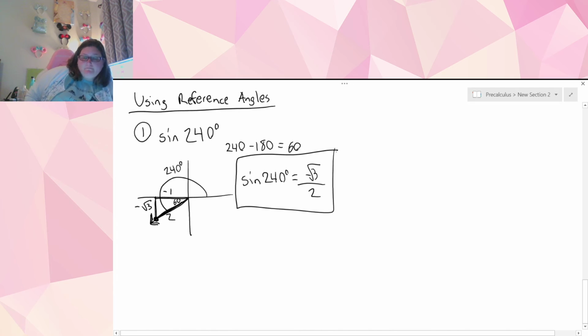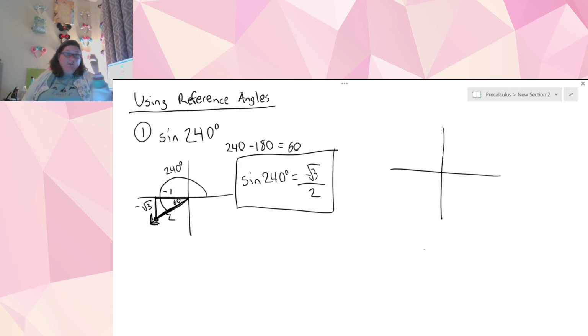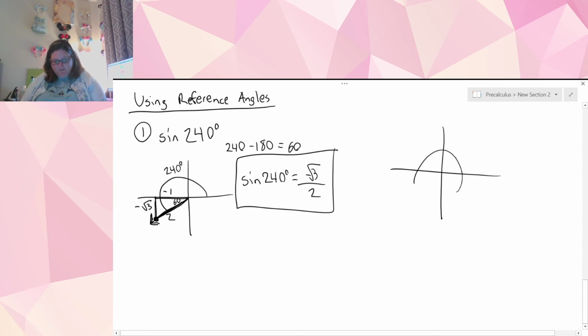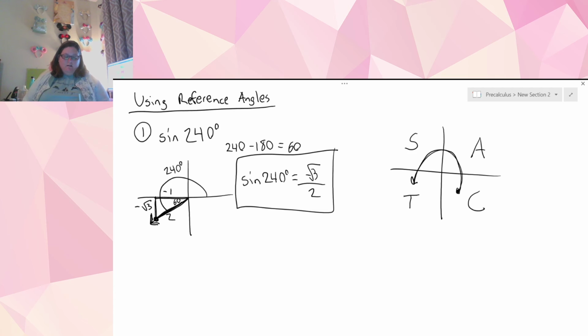So another tool I want to give you is something I call CAST. So in your coordinate grid, we're going to go in like an upside down horseshoe, well, I guess a horseshoe shape or a frowny face shape. Okay, we're going to go in this from here to here. Okay, so CAST is what I call it. So C-A-S-T. This tells me what's positive in what quadrant. And they're reciprocals.